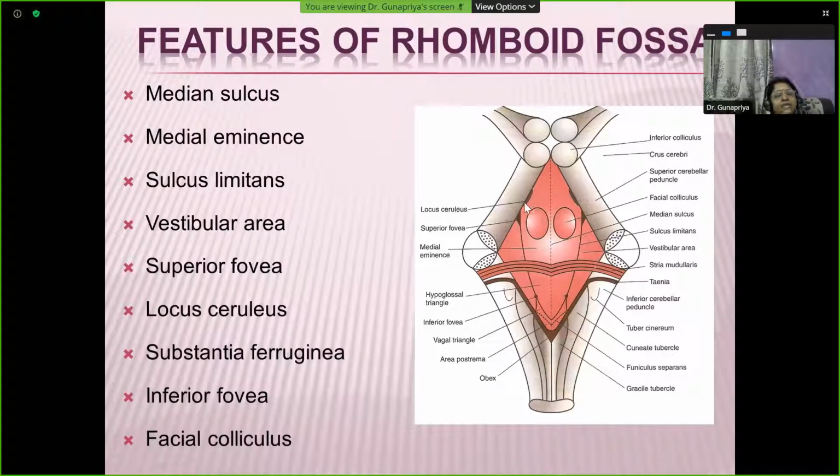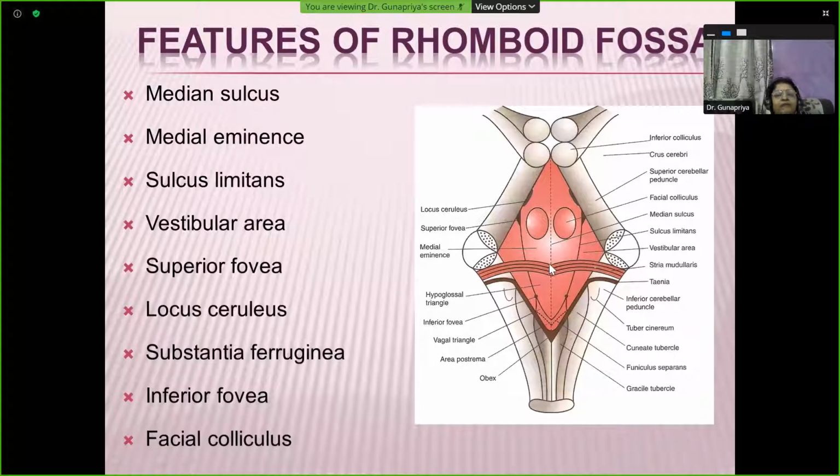This locus ceruleus contains neurons which contain melanin pigment, and they are supposed to contain the substance known as substantia ferruginea. Ferruginea gives a clue that there is some iron content also here. That's why this locus ceruleus appears dark gray or pale black in color. So these are the features in the upper pontine part of the rhomboid fossa.